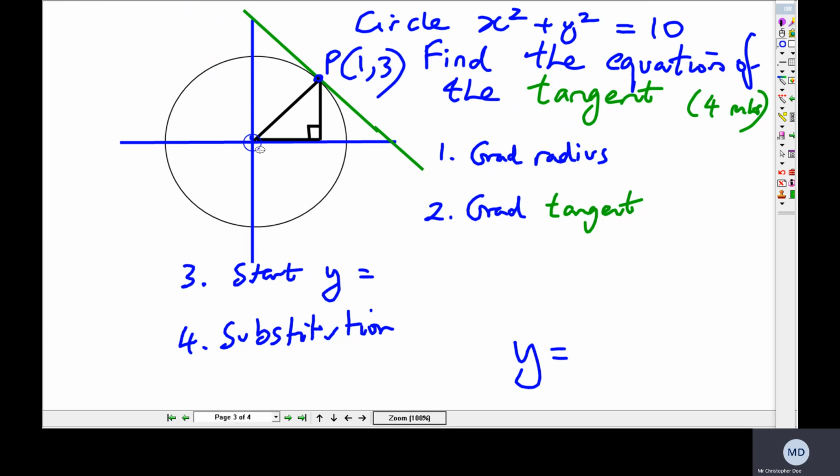Good, got a mark there. Well done. Which should we be doing? For the gradient of the radius?